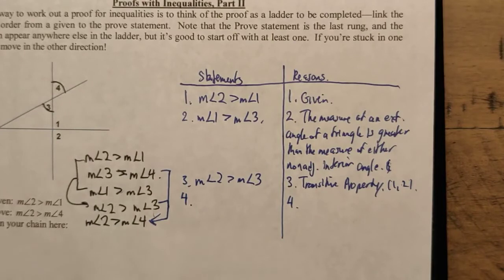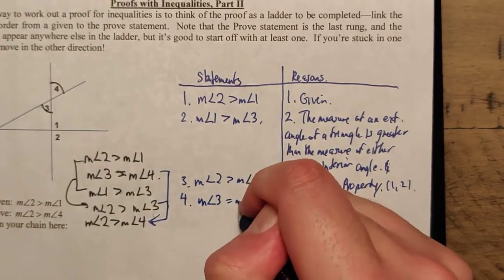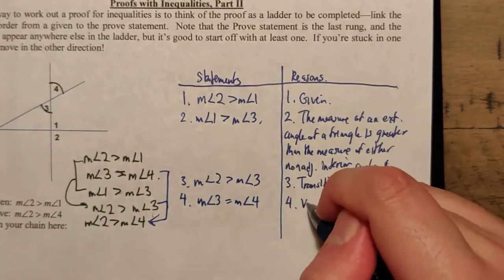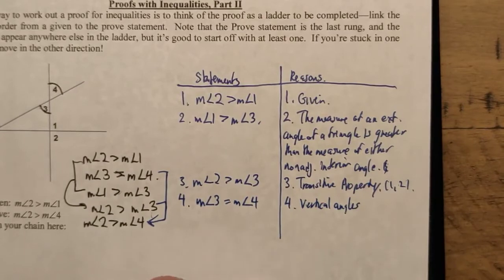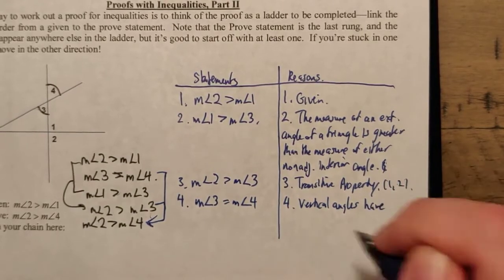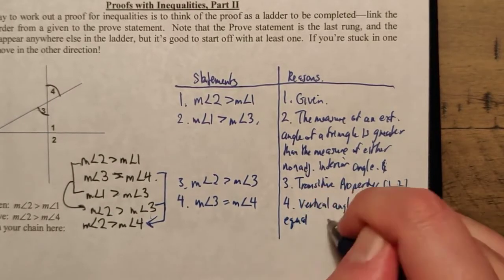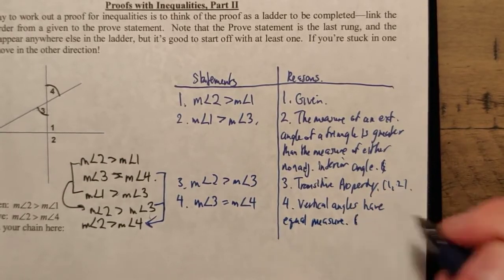The next part was we had to deal with the vertical angles here. So we're going to mention that. We know the measure of angle 3 equals the measure of angle 4 here, and this is because we have vertical angles. And we know vertical angles. Now, normally we'd say vertical angles are congruent here, but because we're dealing with equality, we can change it up a little bit. We can say that they have equal measure. And that's on its own.